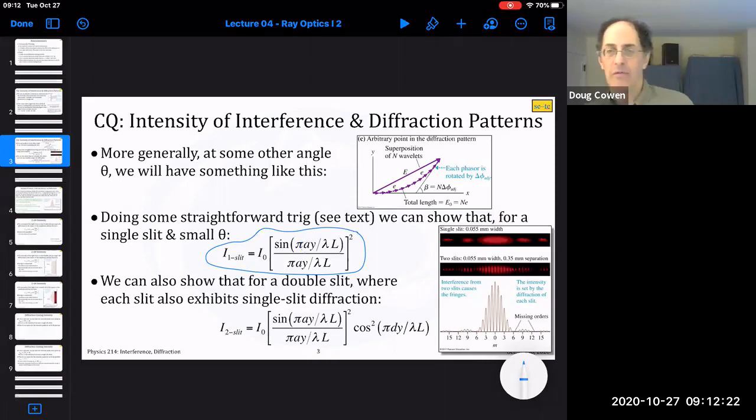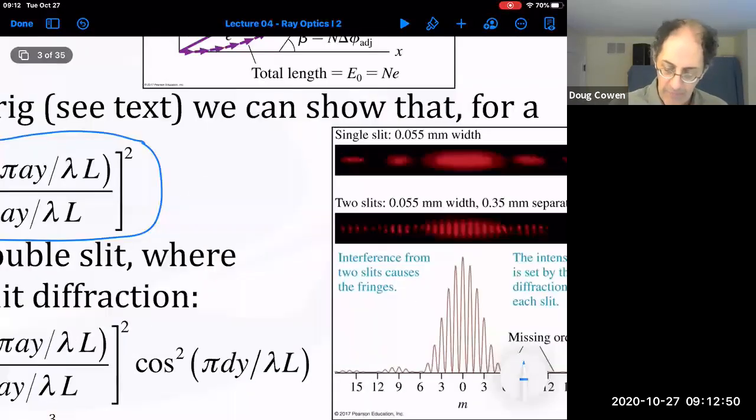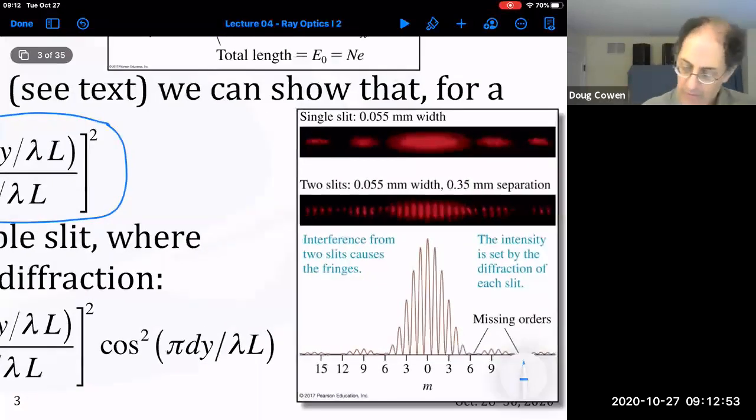You can also show that for a double slit, where each of the slits is identical, so they have diffraction, but there's also interference going on, there's an additional term that needs to be multiplied that depends on the distance d between the slits. If you put those two together, you end up with a pattern that looks something like this over here. So let's just go through this one image at a time.